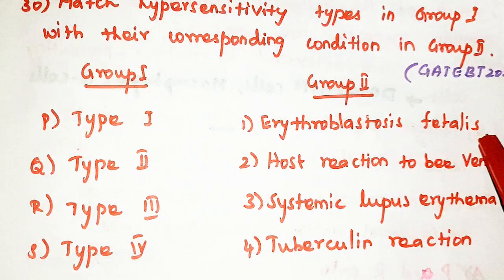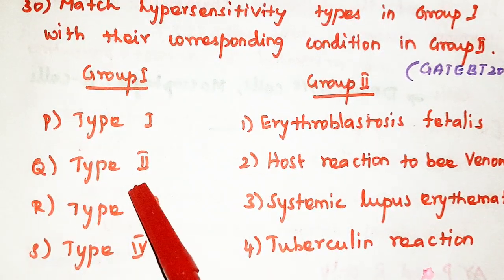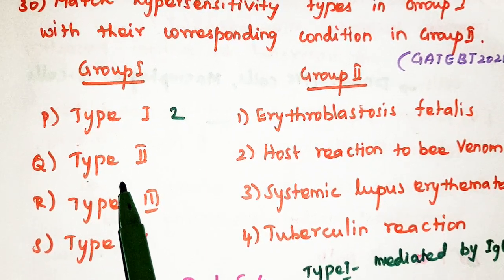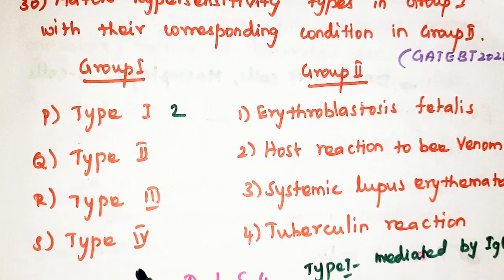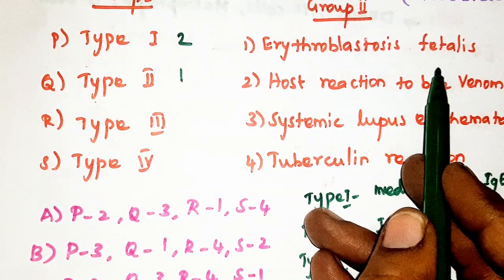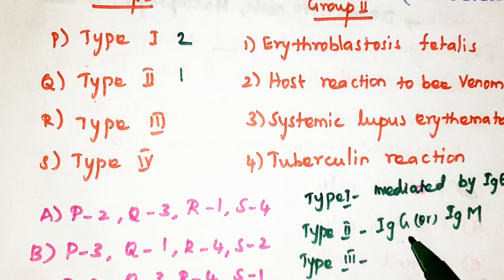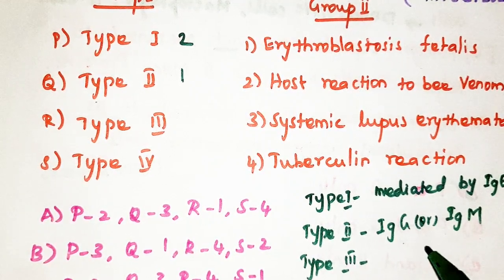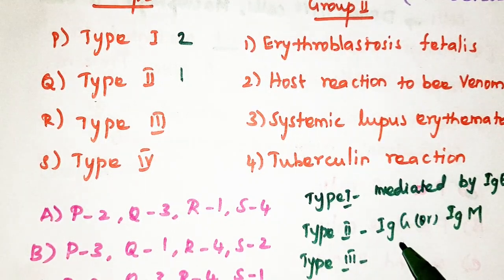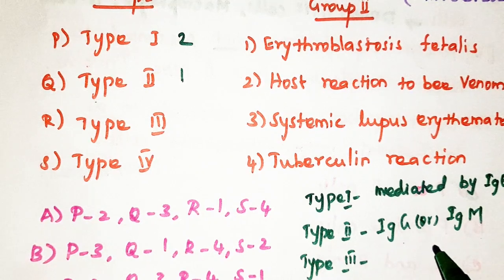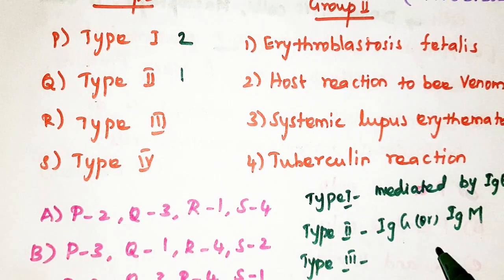Then type 2 hypersensitivity reaction. Erythroblastosis fetalis is an example for type 2 hypersensitivity reaction. This type 2 reaction is a cytotoxic reaction, mediated by IgG or IgM antibodies. In erythroblastosis fetalis, the mother's immune system produces IgG antibodies that cross the placenta and affect the fetus's red blood cells. So thereby it leads to anemia in the fetus. So it may be life-threatening without treatment.